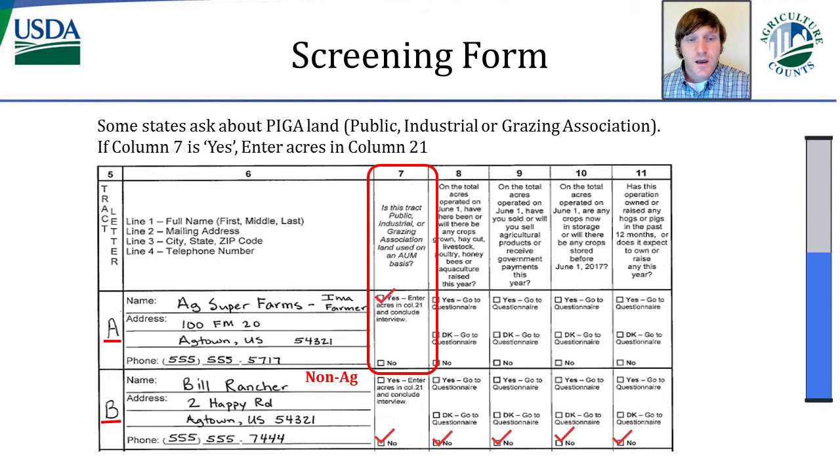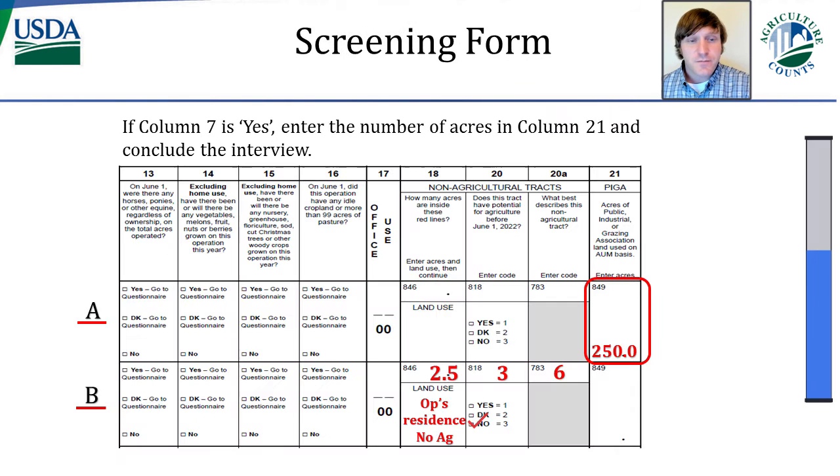Some states ask for PIGA land, which stands for Public Industrial or Grazing Association land. If column 7 is yes, enter acres in column 21 and conclude the interview for the PIGA land tract.